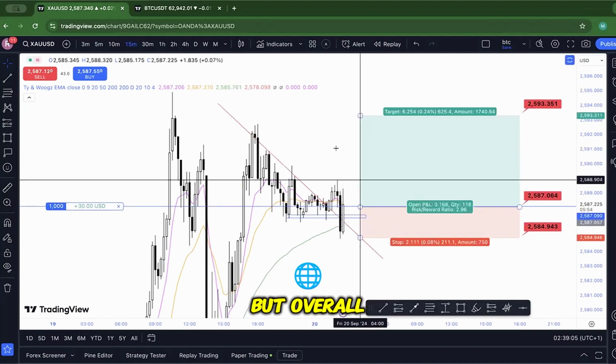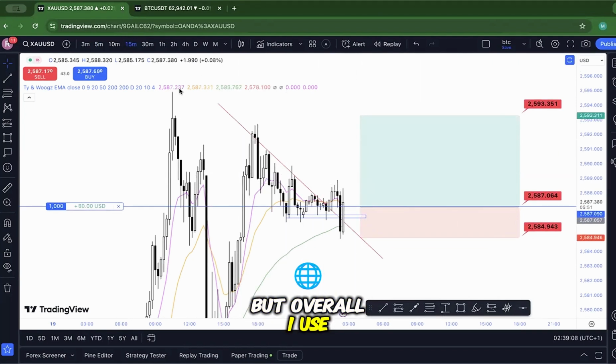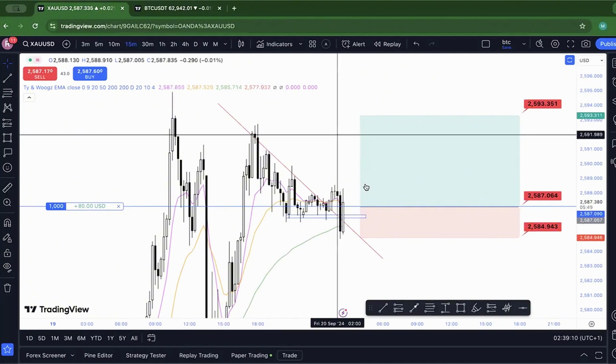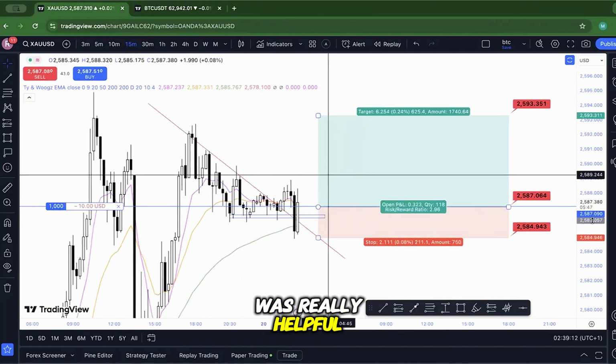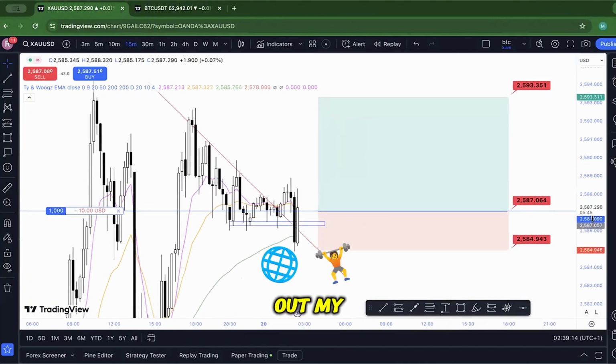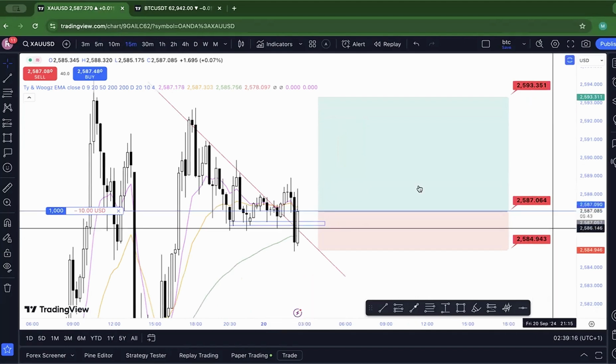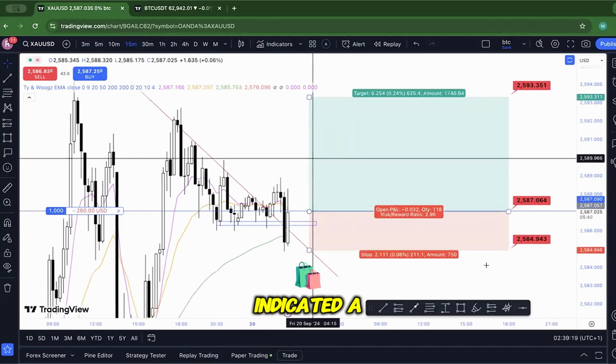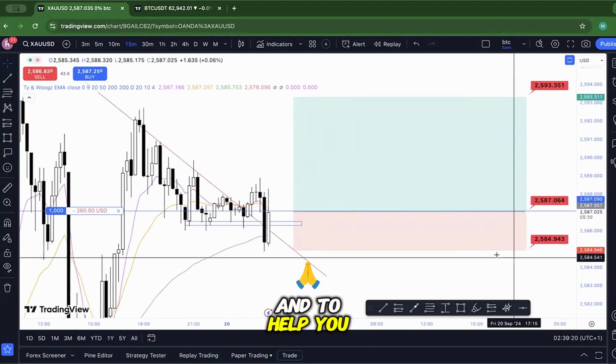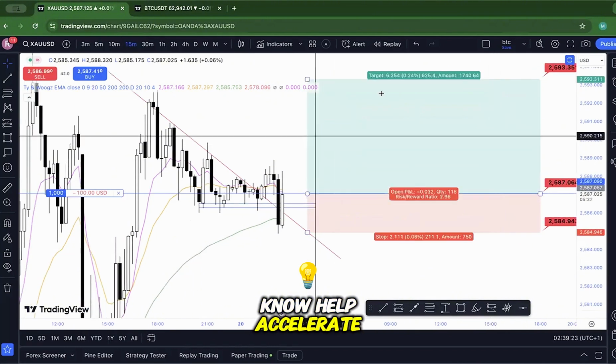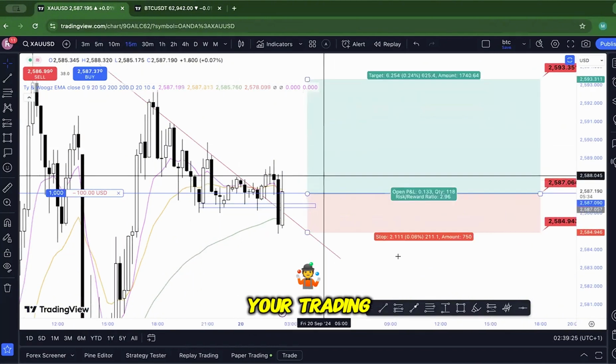But overall, I use the moving average, which is really helpful and has been helping me my whole trading career, because it's a really good indicator to help accelerate your trading skills.